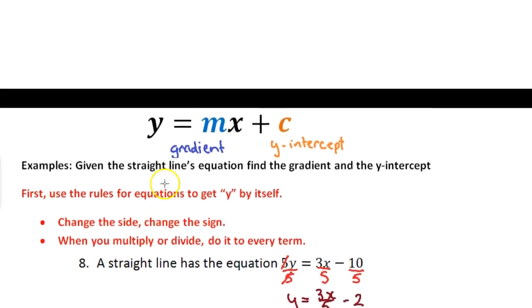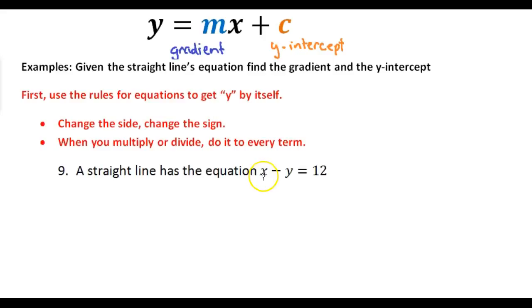In example 9, a straight line has an equation of x minus y equals 12. Y is not by itself. So let's move this x. We're going to take this x and change its side, so it becomes a negative x over here. So I'm left with negative y equals 12. Now that's still not y by itself. I have a negative y. That's actually a negative 1, remember.